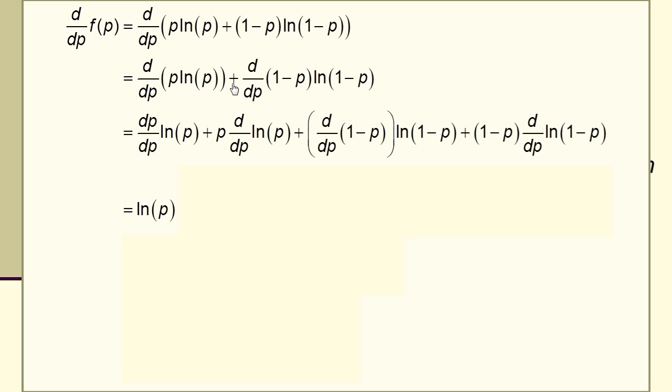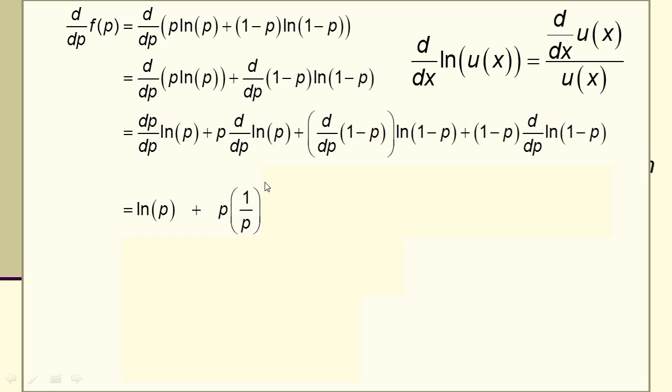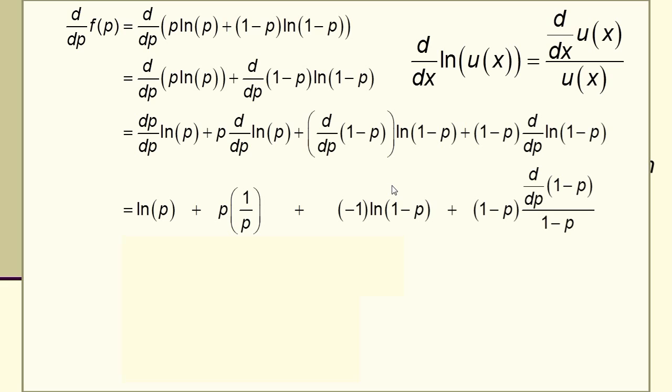Now the first derivative is dp/dp times log p. That's just the natural log of p. The derivative of the natural log of p is 1 over p. And this comes from the derivative rule that the derivative of the natural log of u is the derivative of u over u. Then we have the derivative of 1 - p times the natural log of 1 - p. And the derivative of 1 - p is -1. And then we've got 1 - p times the derivative of ln(1 - p). We use our logarithmic derivative again, and we have the derivative of 1 - p over 1 - p, which is -1 over 1 - p, times the quantity 1 - p.